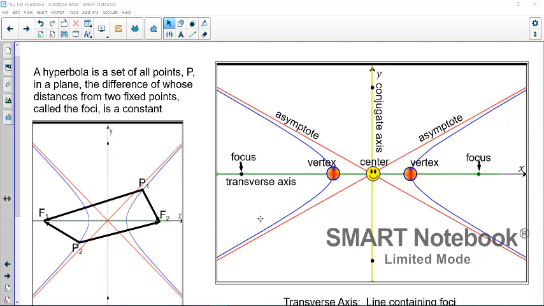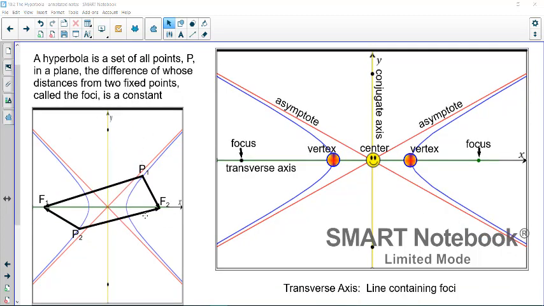I also want to remind you on the ellipse that the sum of the distances from any point to the foci on the ellipse was always the same. Okay, now let's talk about the hyperbola. The hyperbola is a set of all points P in a plane, the difference of whose distances from two fixed points, called the foci, is a constant. So a hyperbola also has foci.